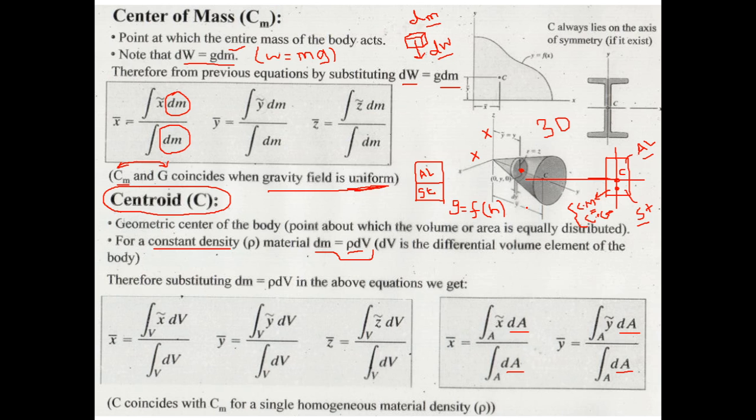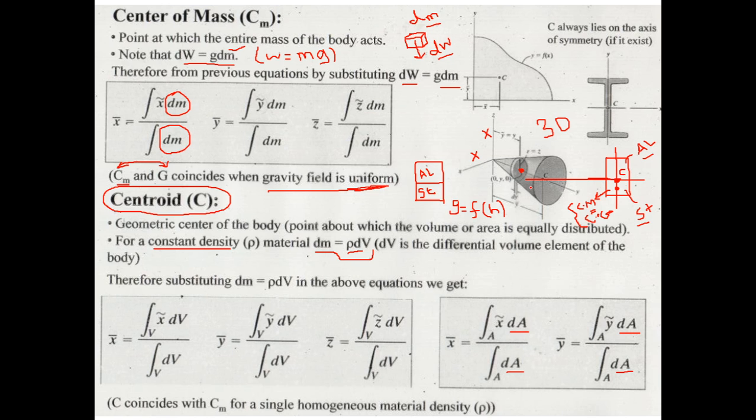So if your given area or your given three-dimensional volume body has a very well defined axis of symmetry, then the centroid will always lie on the axis of symmetry, or at the intersection point of axes of symmetry if it has axes of symmetry in two planes. For example, this cylinder has axes of symmetry in two planes, this y-axis and this x-axis. So the centroid will always lie at the intersection of the axes of symmetry.